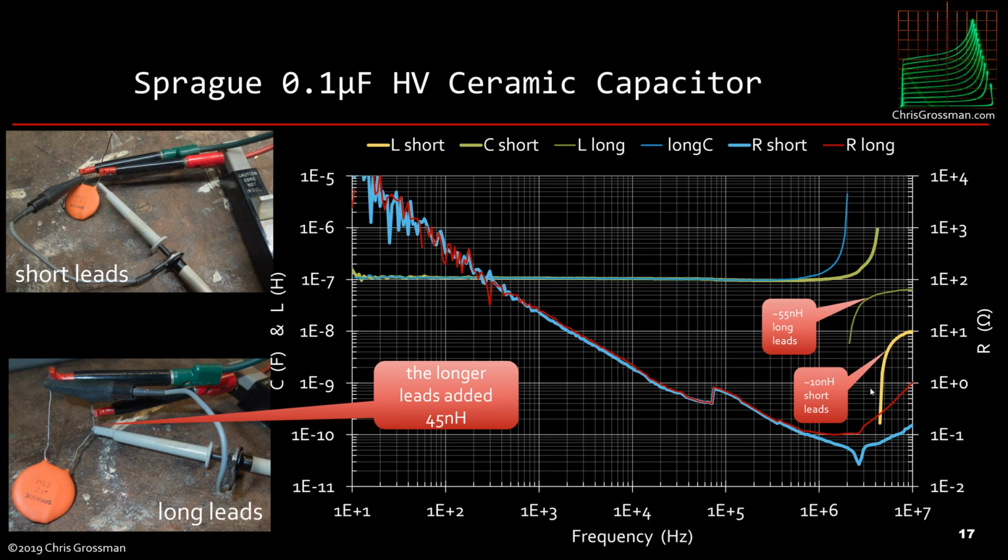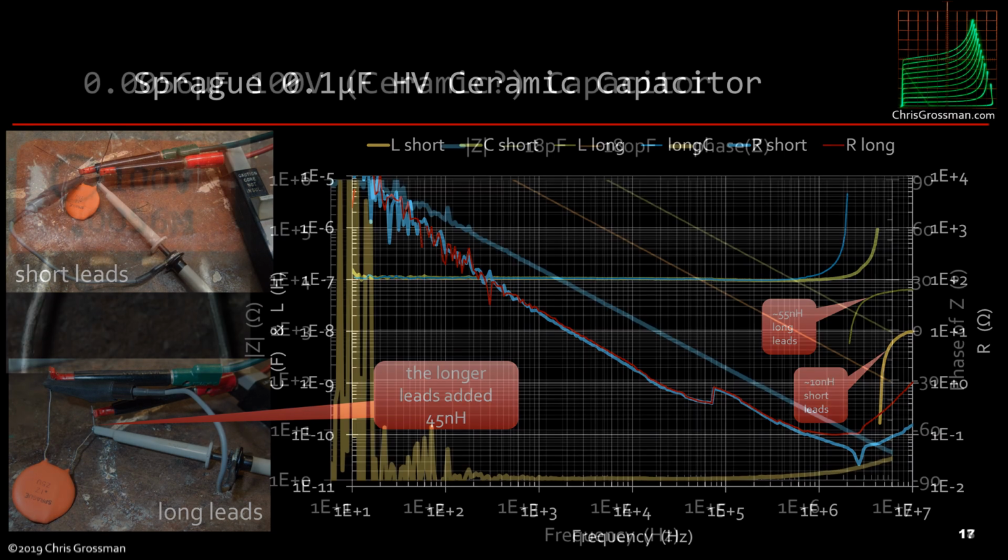But now if we take a look at the calculated inductances we got for short leads, it looks like it's going to level out at about 10 nanohenries. For the long leads, it's leveling out about here, which is about 55 nanohenries. So the difference between these two is 45 nanohenries. So moving the scope probe leads from right up on the capacitor out to here added about 45 nanohenries of inductance. And that's what I showed you on that chart before on the impedance.